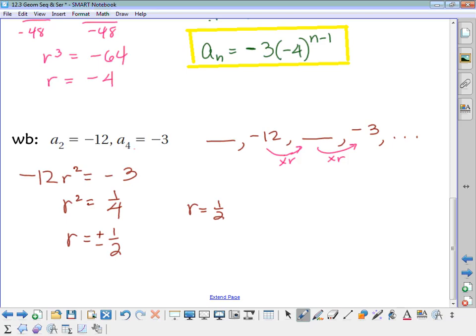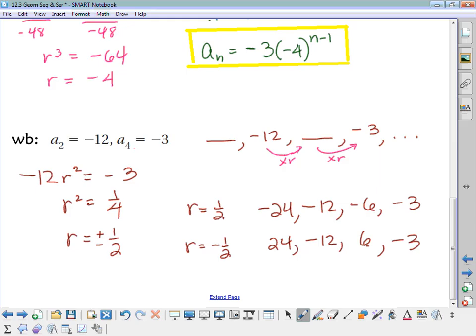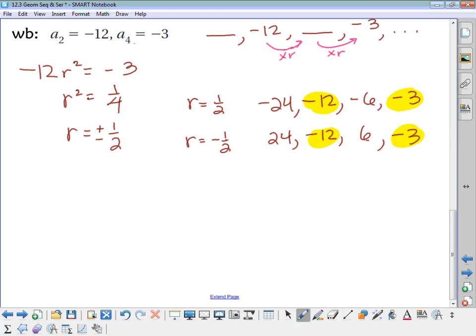Timesing it by 2. So I would have negative 24, negative 12, negative 6, negative 3. But if my ratio is a negative 1/2, now I'm going to be multiplying it by negative 2. Negative 12 times negative 2 comes out to a positive 24. And then we'd have negative 12, positive 6, negative 3. So you can see that either one of those is possible because I still get the negative 12 and the negative 3 where they're supposed to be. So you actually have two possible answers for this one.